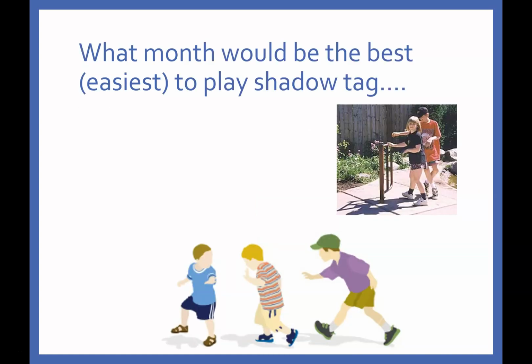So, quick question. What month would be the best or the easiest to play shadow tag? We're looking for longer shadows because then you can catch them easier. So it would be easier for the taker if the shadows are longer, which would be more in wintertime when the sun's lower in the sky. But for the rest of the players, they want their shadows as short as possible, so they would prefer short shadows, which would be more like the summertime.